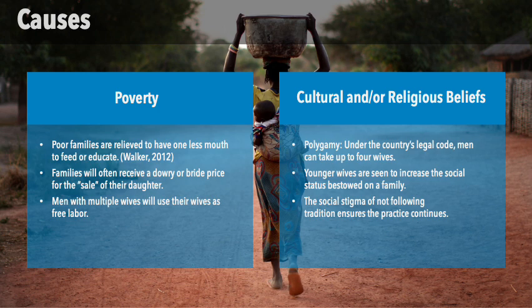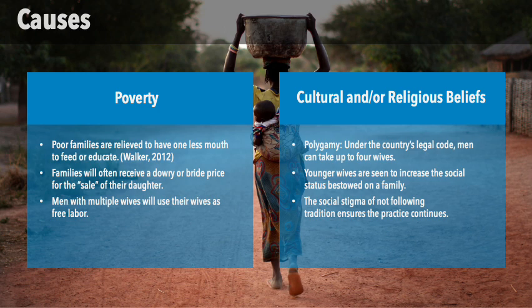And then families will often receive a dowry or a bride price for the sale of their daughter. A dowry can come in the form of a herd, some goats, or it can be an actual monetary amount for the price of their daughter, for the sale of their child. And men with multiple wives will often use their wives as free labor, essentially using them as slaves, so that the wives themselves are not making any sort of monetary gains in any sort of skilled labor force that they would choose.